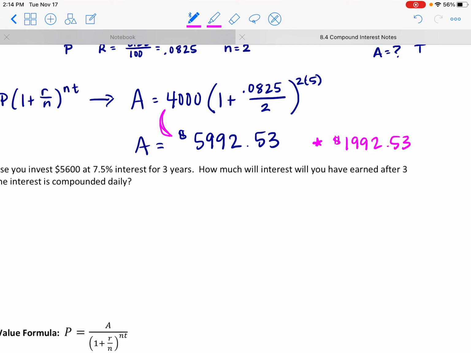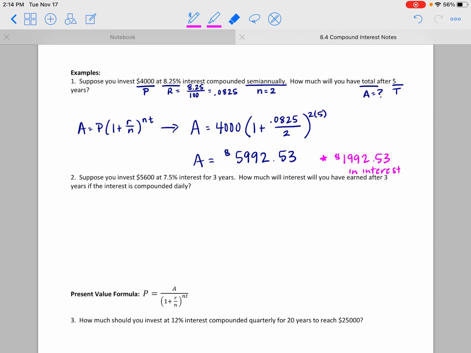the $1,992.53 that it's grown is in interest. Okay, in interest was earned. That's $2,000 in interest. That's pretty decent. Now, good luck finding a place that's going to earn you that high of a percent of interest. But if you could, then by all means.